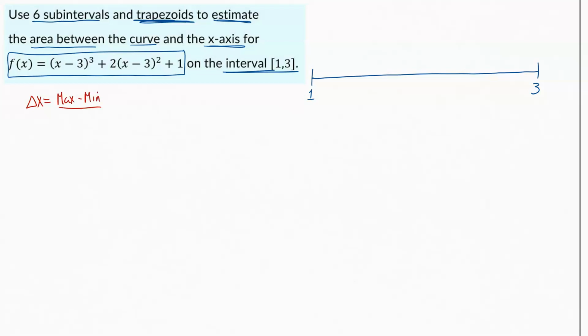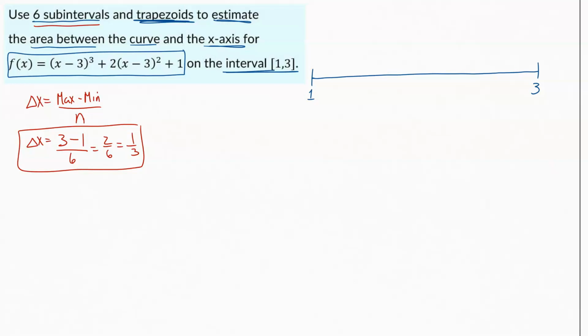So our delta x formula comes from max minus min divided by the number of intervals. So the delta x on this problem, the max of our interval would be 3, the min of our interval is 1, and then they wanted 6 subintervals, so our n is 6. So that's going to get us 2 over 6 or 1/3. That is our delta x. That's how often we need to put a tick mark on our number line. So we come back and label those.